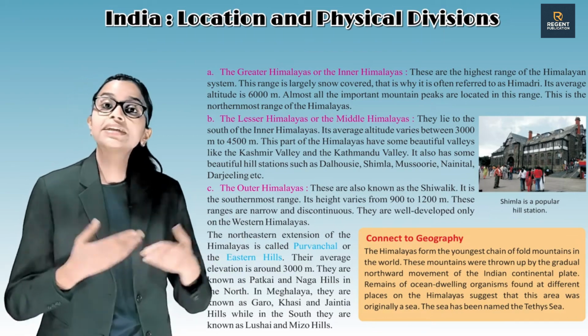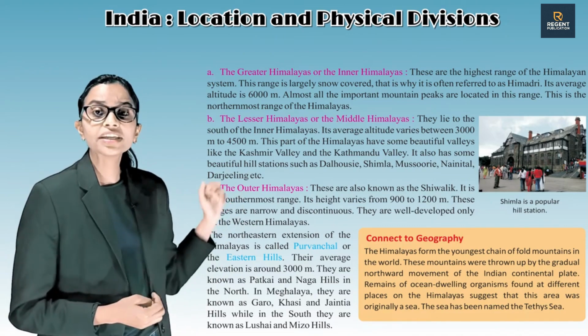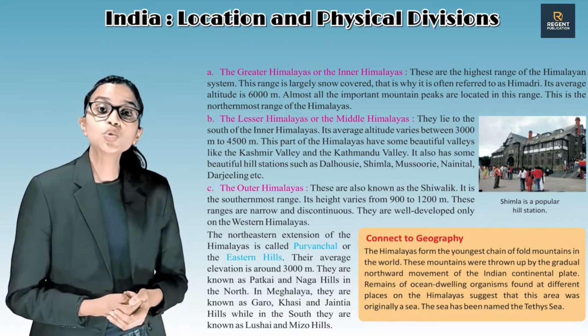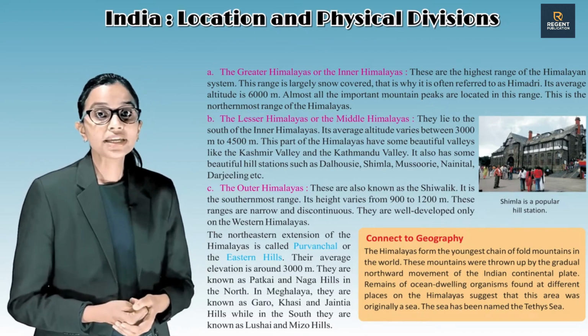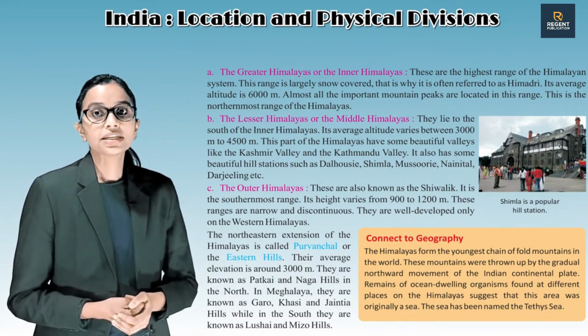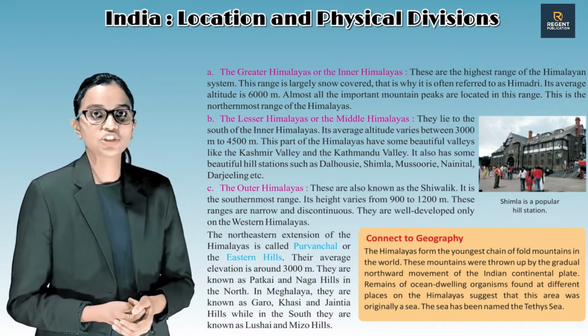From north to south, the Himalayas consist of 3 parallel ranges. A. The Greater Himalayas or the Inner Himalayas. These are the highest range of the Himalayan system. This range is largely snow covered. That is why it is often referred to as Himadri. Its average altitude is 6,000 meters.